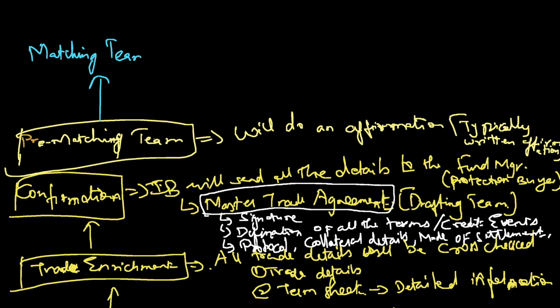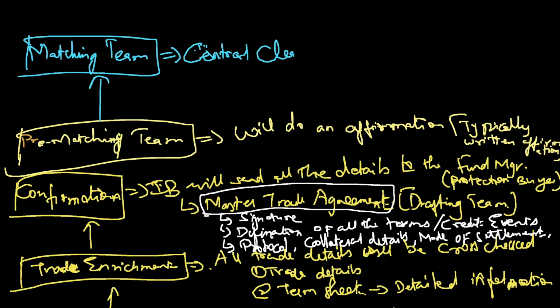Now this is typically outsourced. So the matching team is also called the central clearing team. So what does that mean, clearing team? They will find out who is supposed to pay and how much. Clearing is like a cash counter, a clearing counter. So they will find out who owes how much, and make sure that the trade is settled.